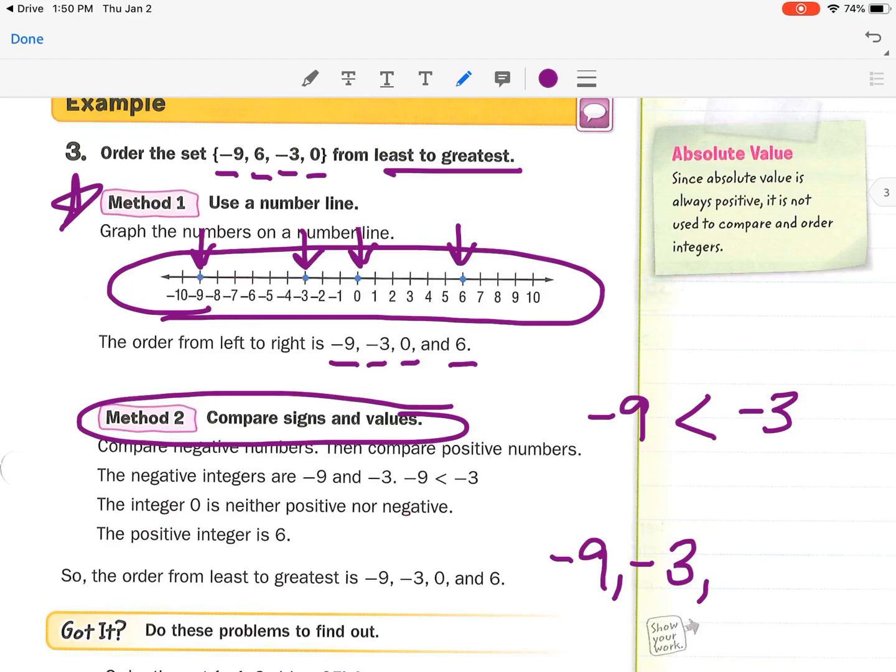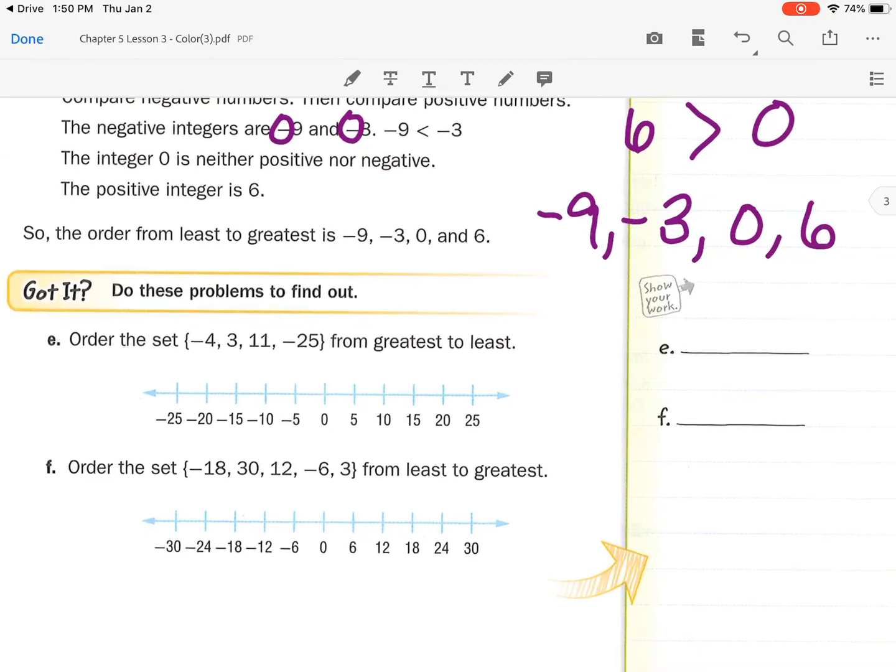So now I can look at 6 and 0, and I know that 6 is greater than 0, which means 0 is going to come next, and 6 is going to be my greatest number. Okay, so taking a look at your positives and negatives is always a good thing to start with if you don't want to create a number line. All right, let's take a look at this.